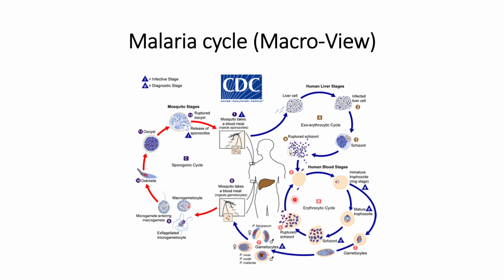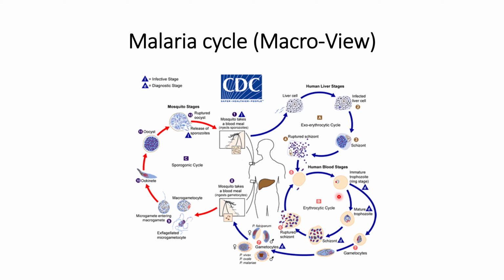to infect the different parts of the body, and the cycle in which this sporozoite replicates within the liver cell is known as the exoerythrocytic cycle. And when these schizonts move into the human blood, it will grow through two stages.